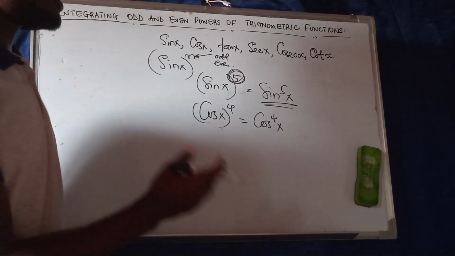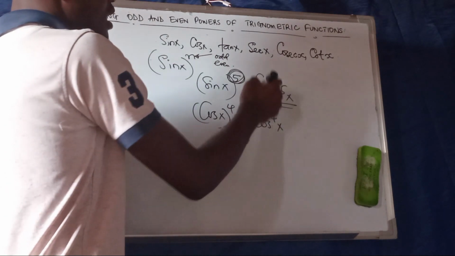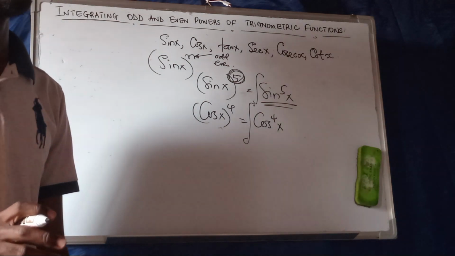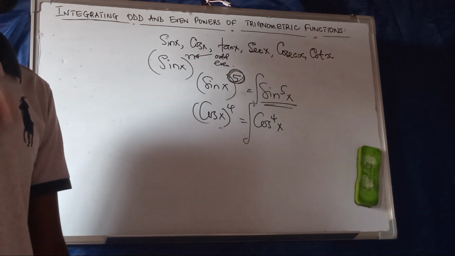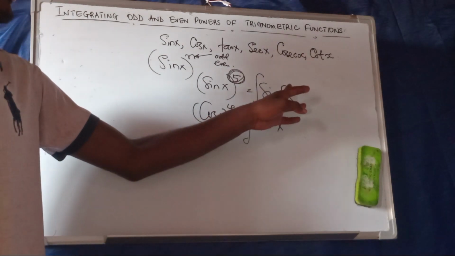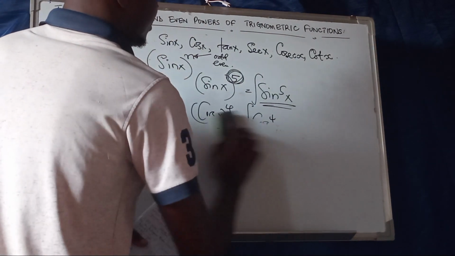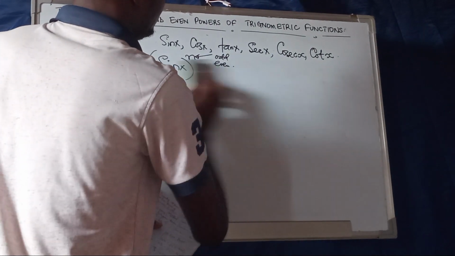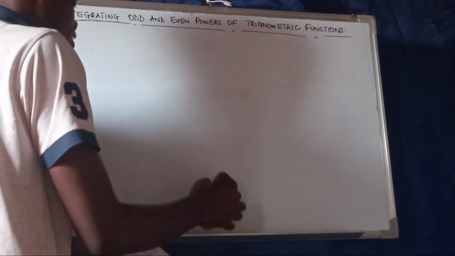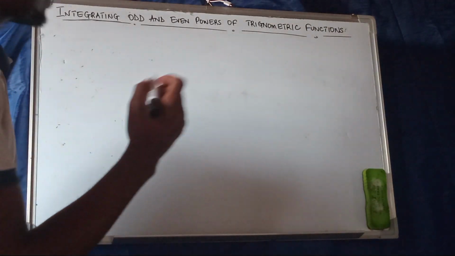So that's what we are going to talk about, specifically integrating. How do we integrate these trigonometric functions when we are given a trigonometric function with an odd power? We have a simple technique that we follow when we have an odd power and when we have an even power. So let us go through that, and we see how we deal with these functions.